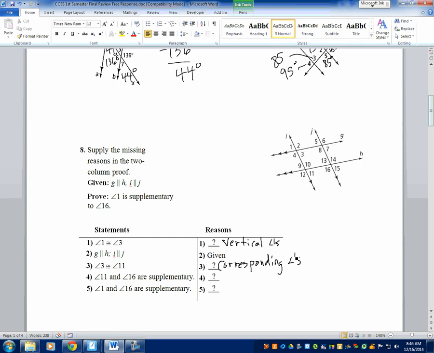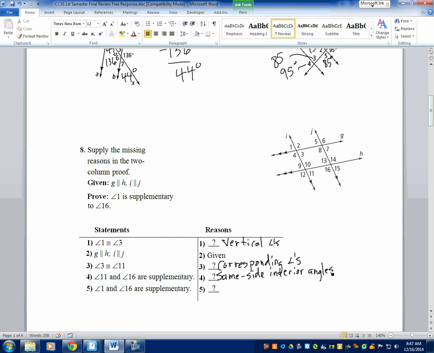11 and 16 are supplementary. If I and J are parallel, then 11 and 16 will be supplementary because they are same side interior angles. If the lines are parallel, the same side interior angles will be supplementary. We call that the same side interior angles theorem. And then finally, it says 1 and 16 are also supplementary.